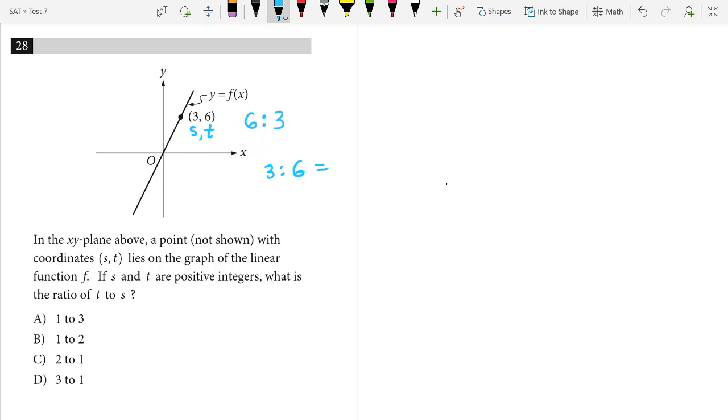matters. 3 ratio 6 would be 3 over 6, which would be 1 half. 6 ratio 3 would be 6 over 3, which would be 2. So the order matters. So in this case, it says the ratio of t to s. So it's a ratio of 6 to 3, or if we divided by 3, we could also write it as just a ratio of 2 to 1, thus making C the correct answer.